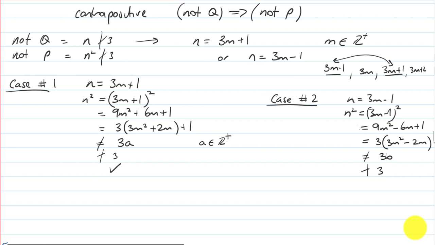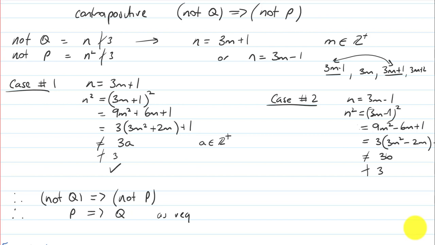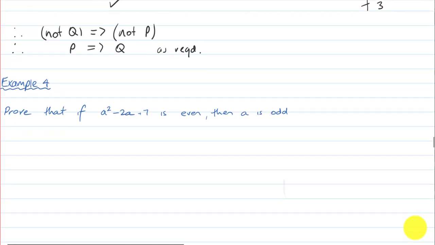They are the only two possible cases. If n is not divisible by 3, then n must be 1 less than a multiple of 3, or 1 more than a multiple of 3. But if I square either of those cases, I get an answer that's definitely not divisible by 3, and so therefore not Q does imply not P, and therefore P does imply Q as required, or QED. So that's example 3.